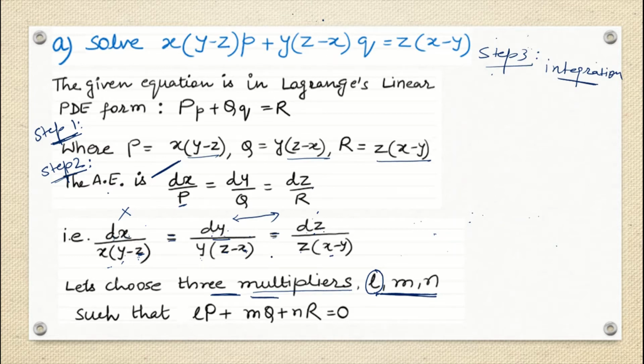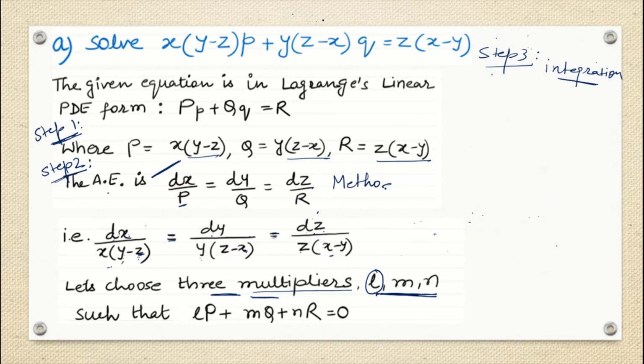Similarly, grouping between 1 and 3 will not work, because this is dx and dz. Still I can see y, and that y also cannot be cancelled out. So this grouping will not work in this type of auxiliary equation. So my approach is to go for the method of multiplier.